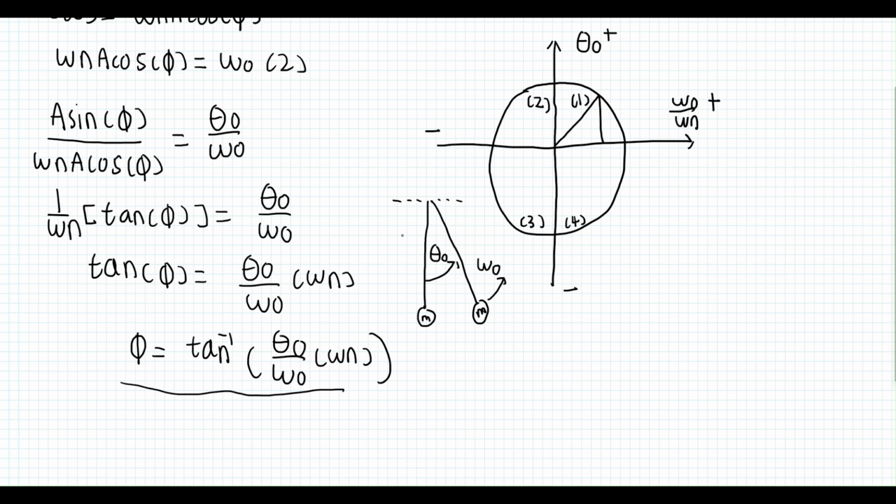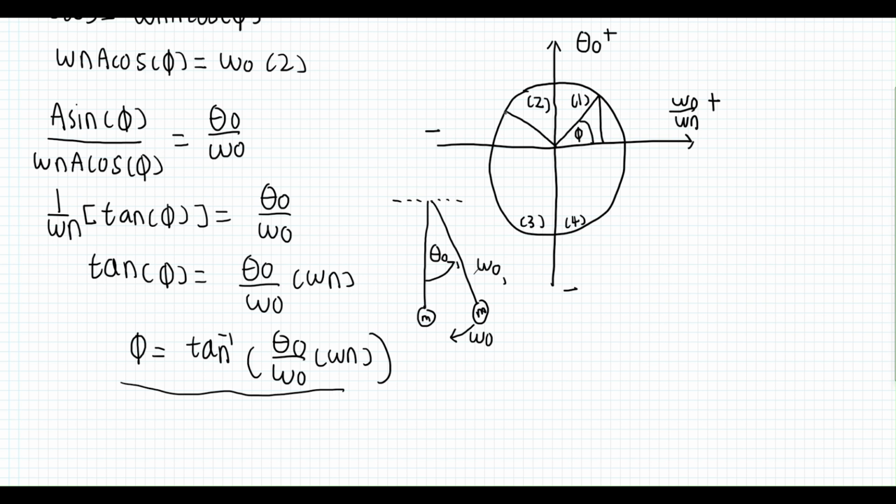And by using this equation, we're effectively calculating this angle in here. So for the first quadrant, that's phi. But in the second quadrant, theta naught is still positive, but omega naught over omega n is now negative. So effectively what ends up happening is, although the initial displacement was positive, the initial velocity is actually negative. So omega naught is going in that direction.